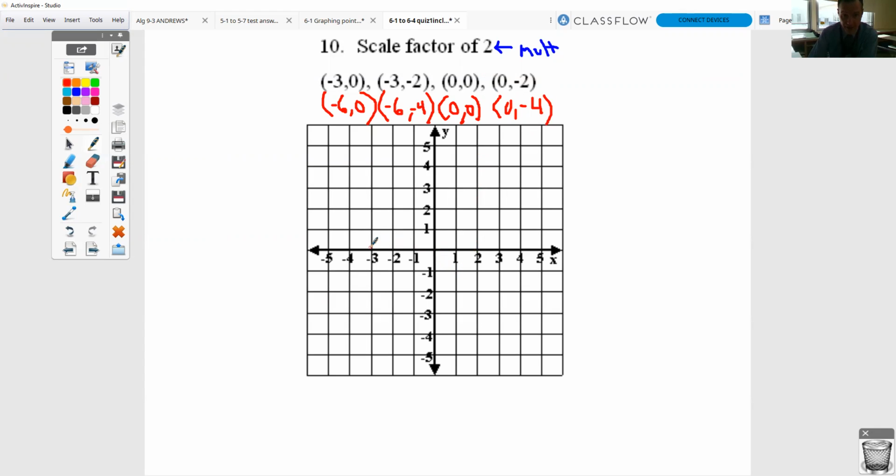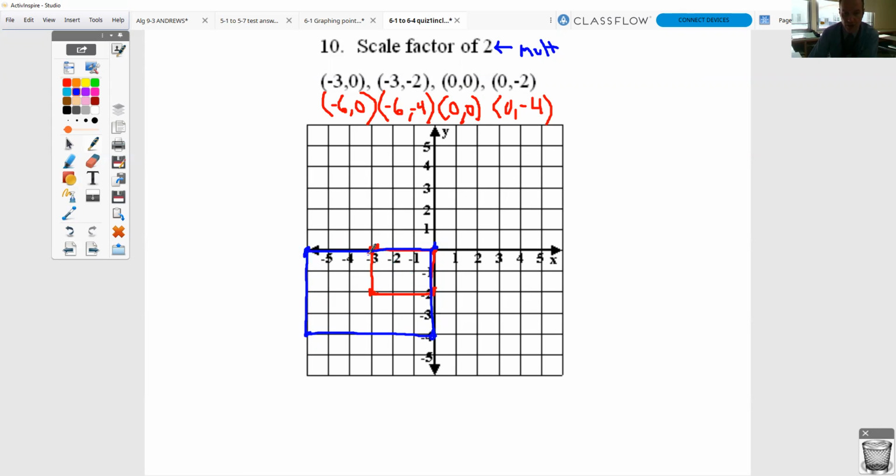Our original picture, over to -3, up to 0. -3, -2. 0, 0, and 0, -2. Here's our original picture. It is a nice rectangle. Then our new picture, -6, 0, over to -6. Now there's no -6 there, but -6 comes after -5. So over to -6, up to 0, -6, -4, 0, 0, and 0, -4. Here's our new rectangle. Sometimes the pictures do overlap. Not a bad thing. It just happens sometimes.